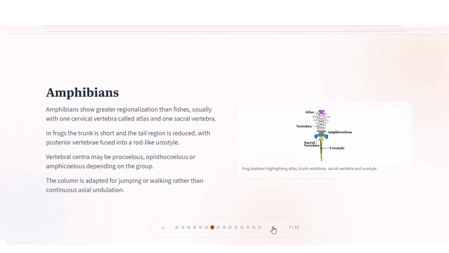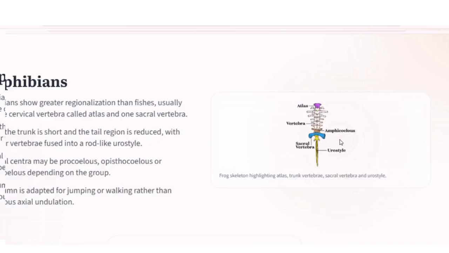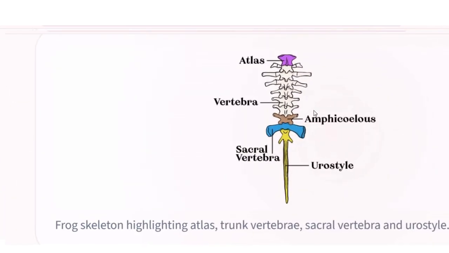In amphibians, they show greater regionalization than fishes, usually with one cervical vertebra called the atlas and one sacral vertebra. Here in this image, the purple colored first bone is the atlas, the only cervical bone, and this blue color is the sacral vertebra, the only sacral bone. Coccyx bones, the caudal bones, are fused into this rod-like structure called the urostyle.